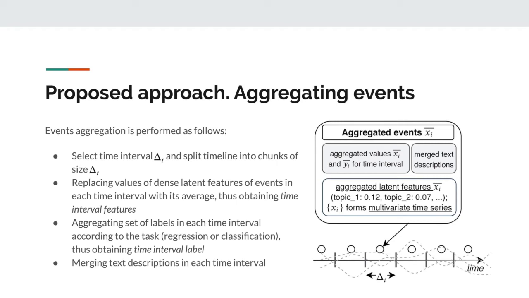This aggregation is performed as follows. We split the timeline into chunks of some size, delta t. We aggregate values of dense latent features by averaging these features. We are aggregating the set of labels for each time interval according to our task. It's different for regression and classification. And we are merging text descriptions in each time interval.